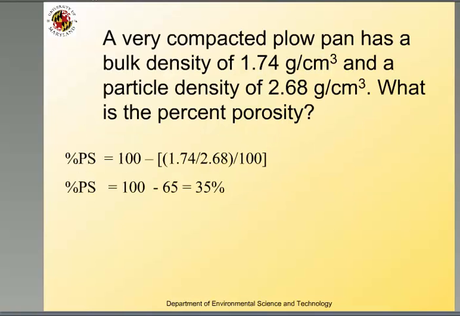So let's look at an example. A very compacted plow pan has a density of 1.74 grams per cubic centimeter and a particle density of 2.68 grams per cubic centimeter. What is its porosity? Well, it's 100 minus the quantity bulk density divided by particle density times 100. So it's 100 minus 65 or 35. Okay. Remember we said that above about 1.6 roots don't grow? Well, 35% pore space isn't much. Could be an oxygen problem here.